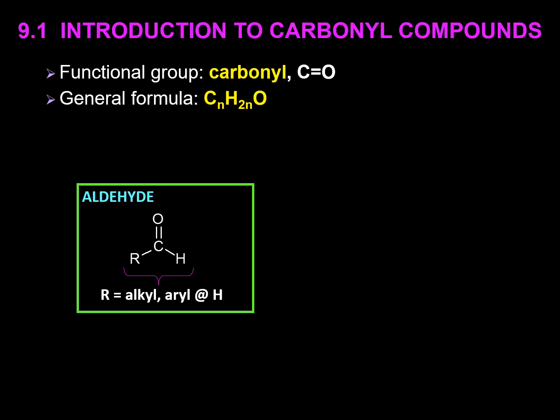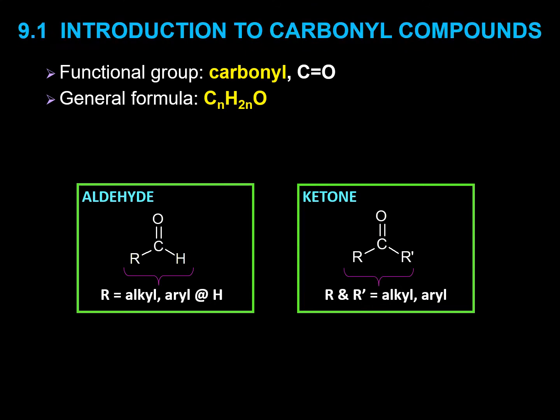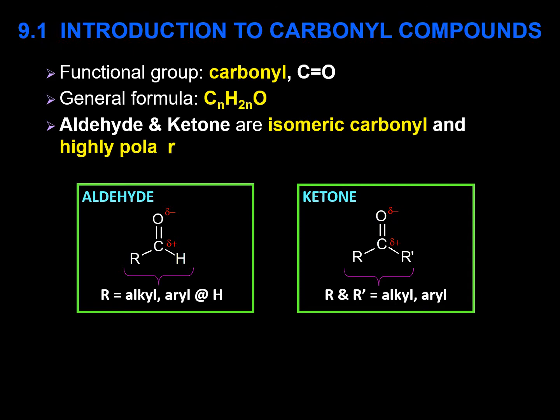We have aldehyde, in which the carbonyl group of C double bond O is at the end of the carbon chain, and the other one we have ketone, in which the carbonyl group of C double bond O is in the middle of the carbon chain. Aldehydes and ketones both are highly polar, in which we have different electronegativity between carbon and oxygen atoms. Both of these also are known as isomeric carbonyl.